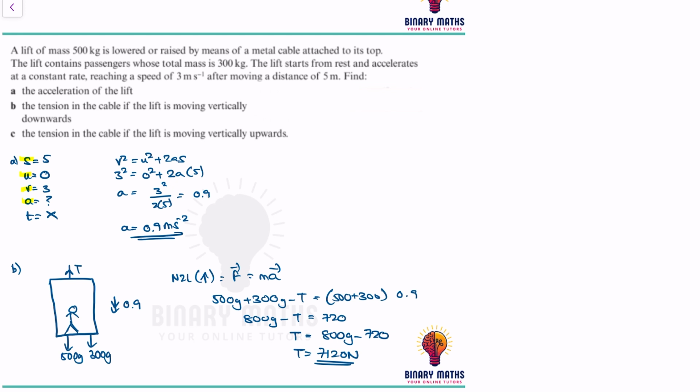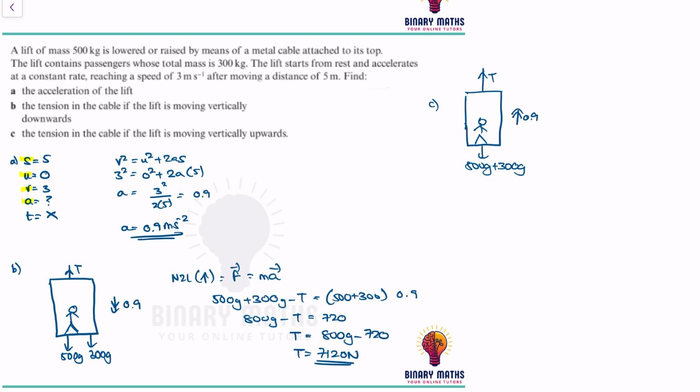C, the tension in the cable if the lift is moving vertically upwards. So for part C, it's a different diagram we're going to draw. So now it's still feeling 500 g plus 300 g. Tension going up. Okay, acceleration is accelerating up now by 0.9.